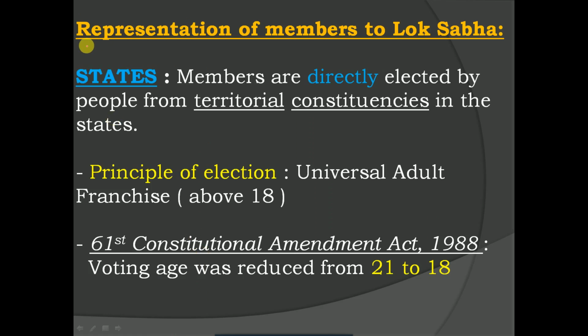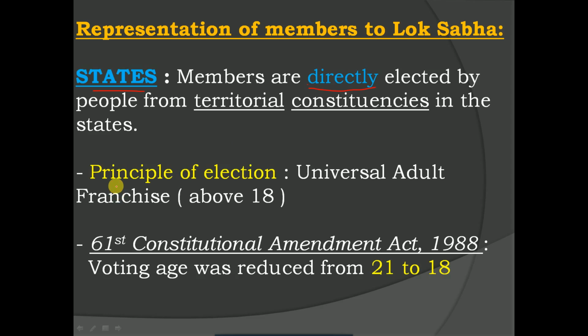Representation of members to Lok Sabha. Considering the states, representative members coming from states to Lok Sabha are directly elected by the people from territorial constituencies in the states. Here, for the purpose of elections, the entire country is divided into territorial constituencies of roughly equal population. At present, there are 543 constituencies in India.